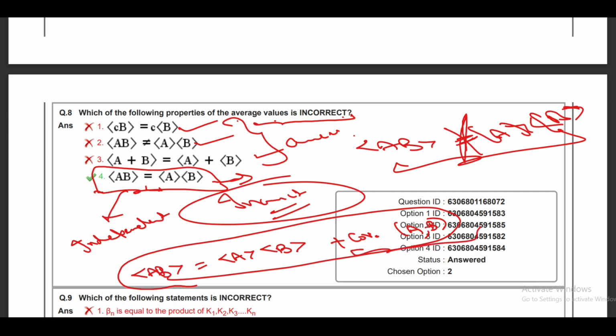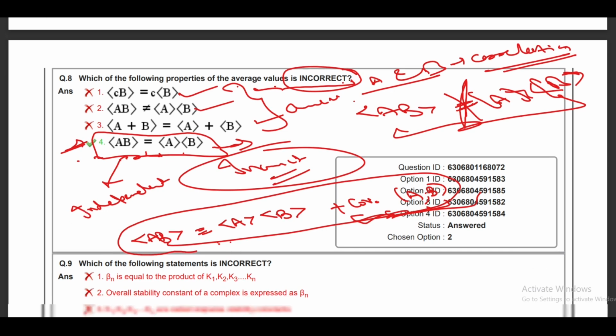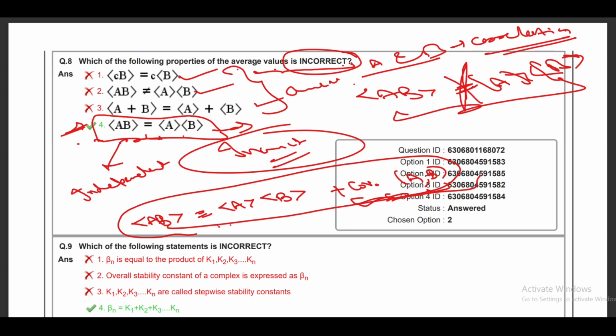So you have to consider the A and B variables as in correlation, and if they are correlated, the equality can exist in such a way with the combination of covariance AB, and this term is missed in this case, so the fourth option is incorrect. So the fourth option is your answer in this question, because you have to mention the one statement which is incorrect as your answer.